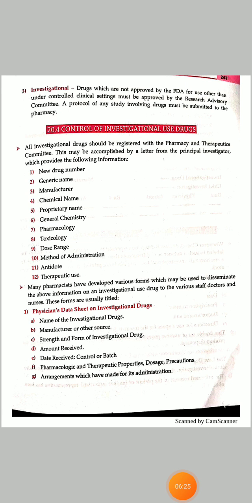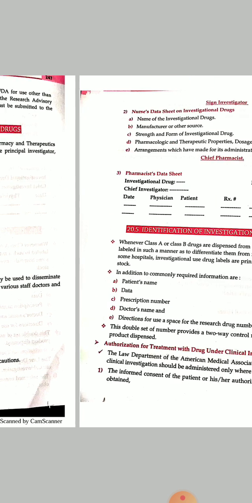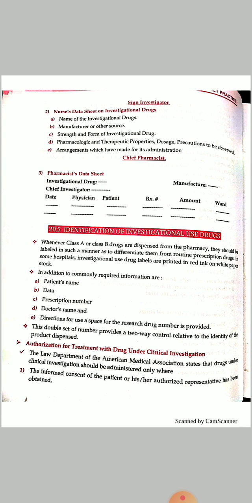Physician data sheets on the investigational drugs include the name of the investigational drug, manufacturer, strength and the form of the investigational drug, what is the amount received, date received, control or batch number, pharmacological and therapeutic properties, what is the dosage, precautions, and arrangements which have been made for its administration. So there should be a sign in every format.